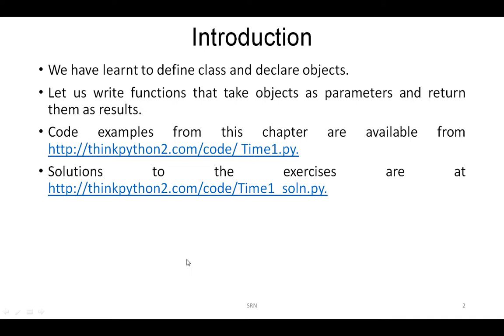So in this chapter we'll see how to write functions for the objects. Let us write functions that take objects as parameters and return them as results. Here we have the two links in which you can find the code examples and their solutions by this textbook.